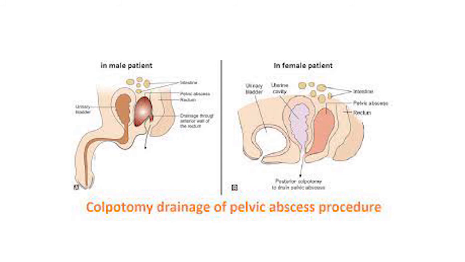in a male patient. The abscess is present between the bladder and the rectum, and in females it is in the pouch of Douglas, between the uterus and the rectum.